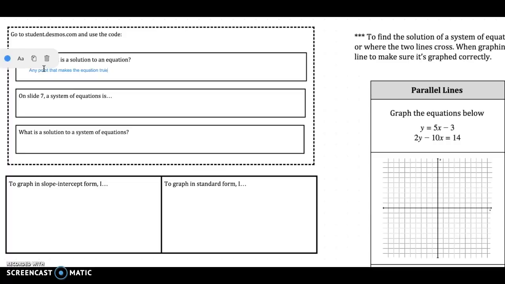What does that mean though? It basically just means that when you plug in x, you get out y. So if I have a coordinate point 4, 2, if that's a solution to the equation, it means if I plug in 4, I get out 2.